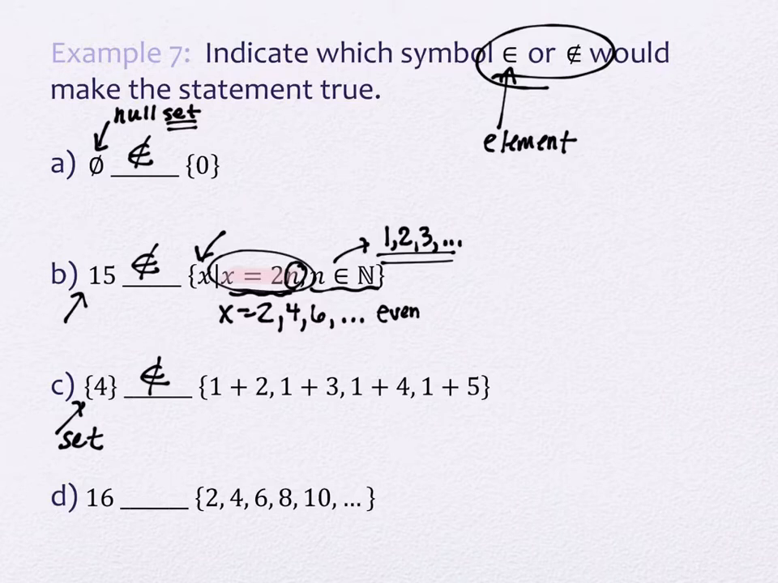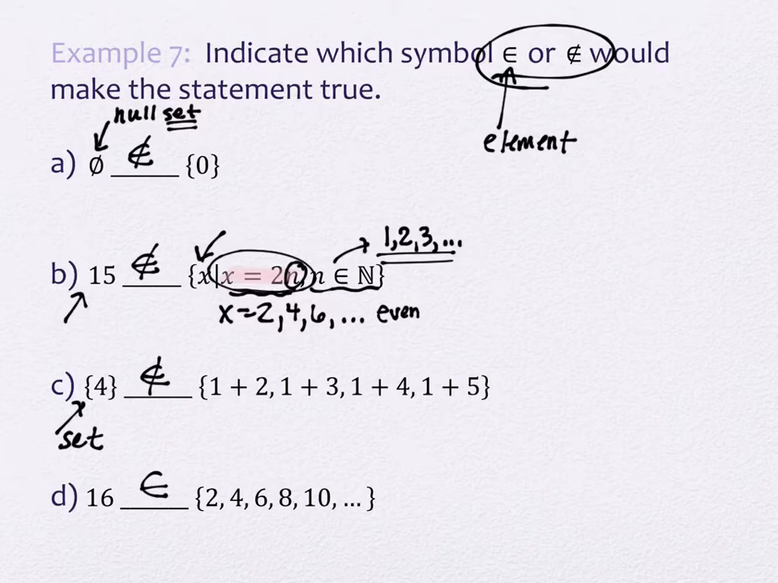Now when you look at D, it's actually written out for us already, right? 2, 4, 6, 8, 10. Those are all the same even numbers. But this time on the left-hand side is the number 16. So is 16 an element of those even numbers? Yeah. So that one actually passes. It's an element.